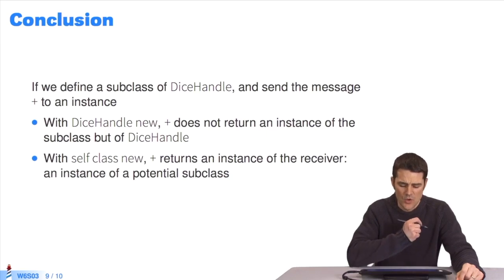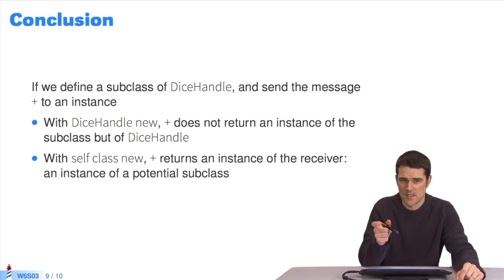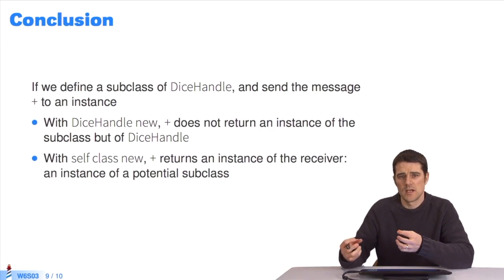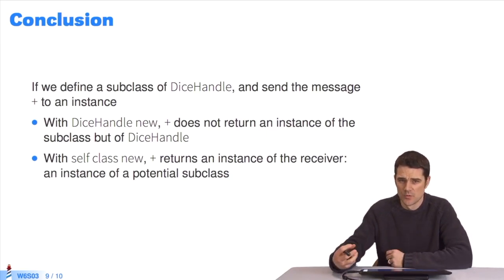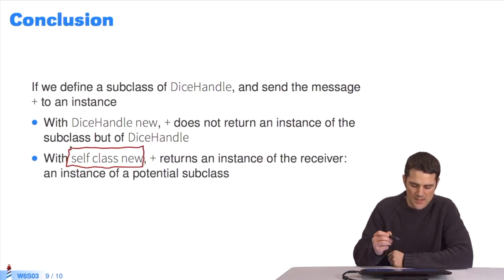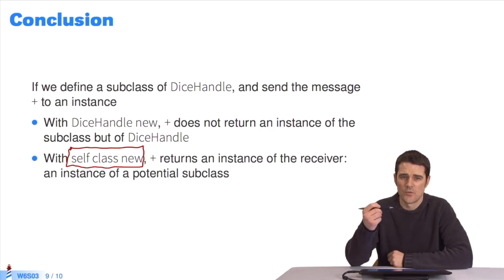As a conclusion, as you saw, when you send a message plus to a dice handle, if you set the name of the class you want an instance for, in a sense, you prevent yourself from creating subclasses. But with self-class new, plus returns an instance of the receiver, of the potential subclass. So it's much better to use self-class new to directly get an instance of the class according to the type of receiver.